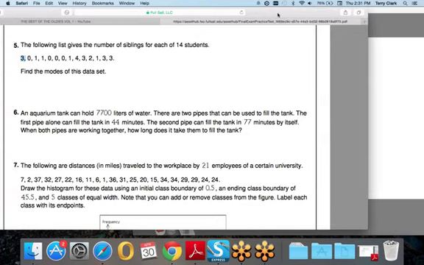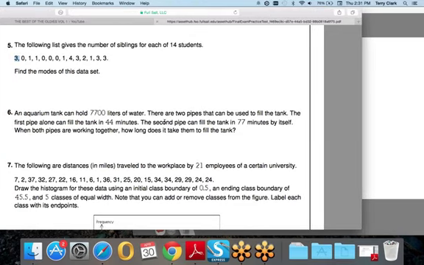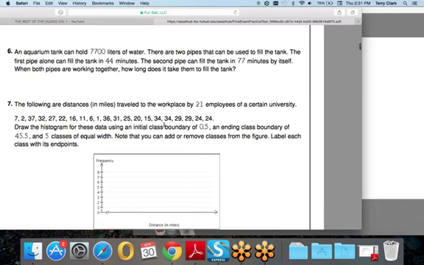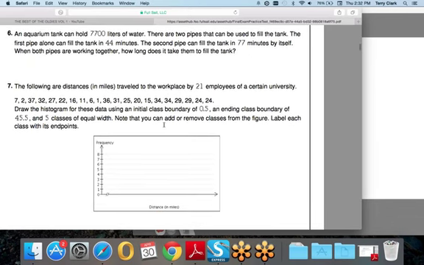All right, so let's look at the next problem. The following are distances in miles traveled to workplace by 21 employees of a certain university. They want you to draw the histogram for these data using initial class boundaries of 0.5 and ending class boundaries of 45.5, and 5 classes of equal width. Note that you can add or remove classes from the figure. Label each class with its endpoints. All right, so here we go.